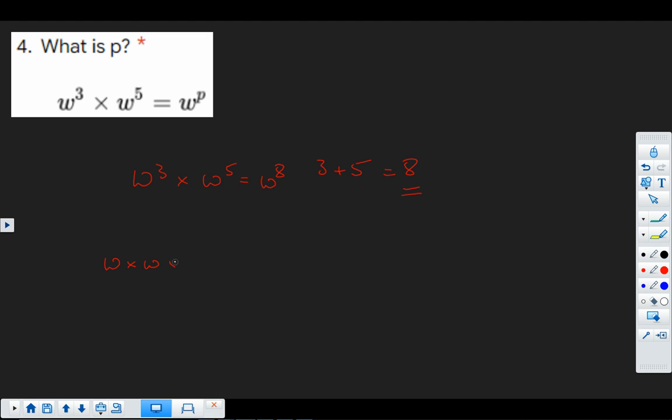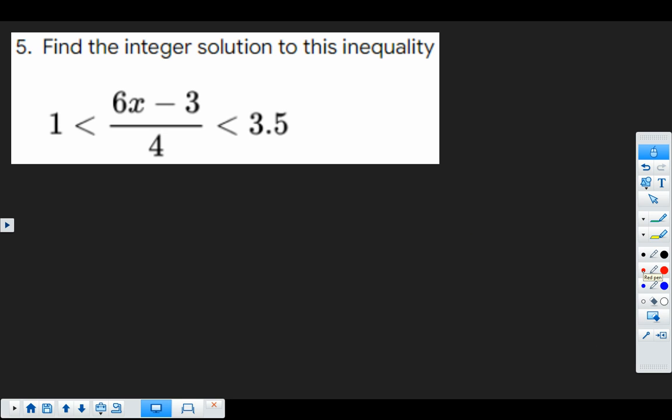Because to the power 3, W times W times W, then we're multiplying W to the power 5, 1, 2, 3, 4, 5. And you can see that we've got 1, 2, 3, 4, 5, 6, 7, 8 W's multiplied together. Nugget to go and practice, 13.03.